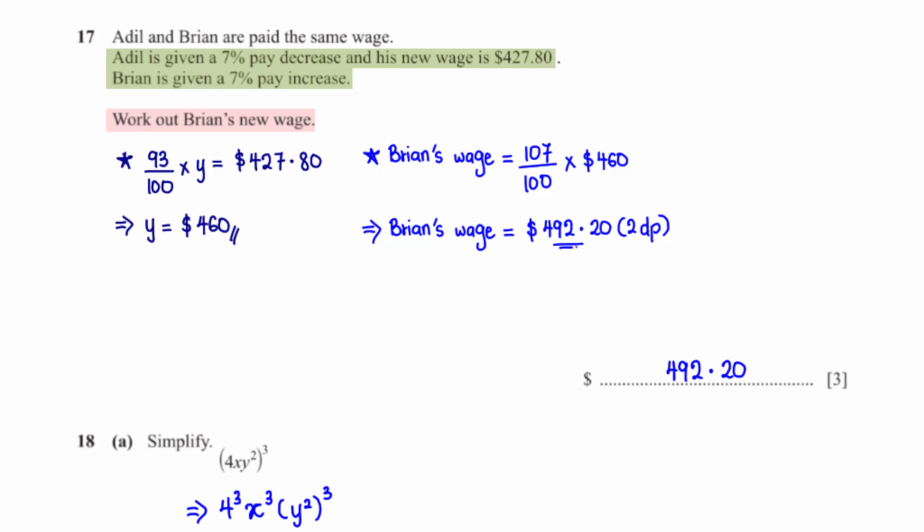When we make Y the subject, we get $460. Adele's old wage is the same as Brian's old wage. Since Brian's new wage is a 7% increase from his old wage, then it means his new wage is equal to 107% of $460, which is $492.20, correct to 2 decimal places.